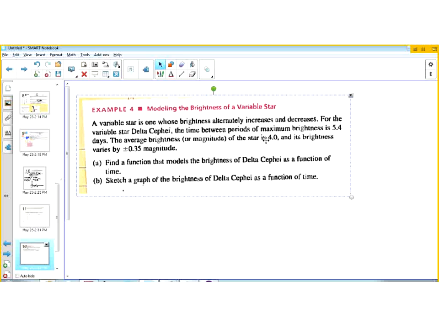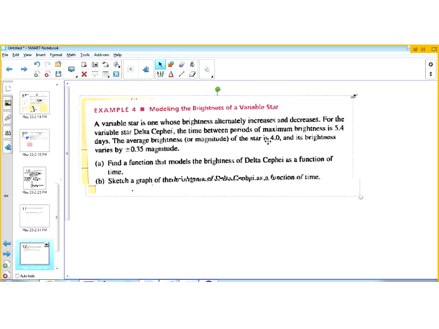So the average of the output is 4, okay? And so that would force us to have to use a B value from the previous slide. And let's see what else we would have here. I don't think we would have to worry about a C value.